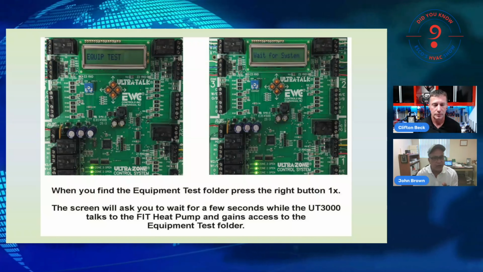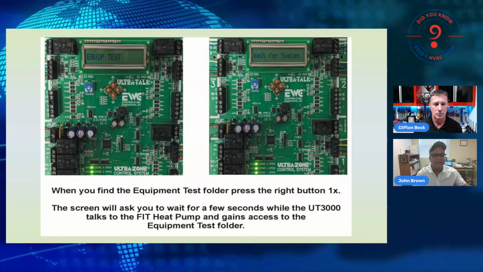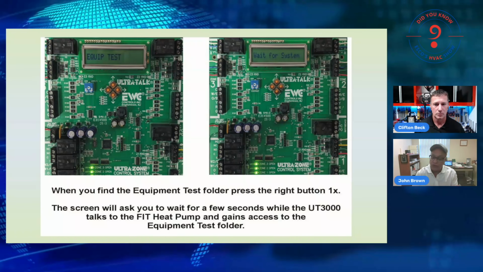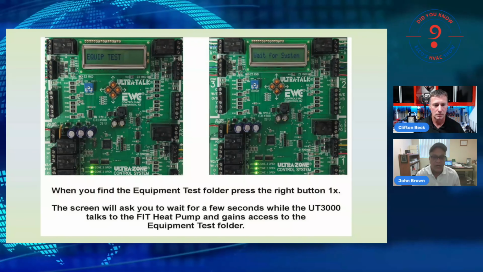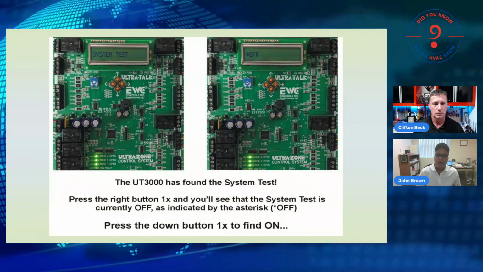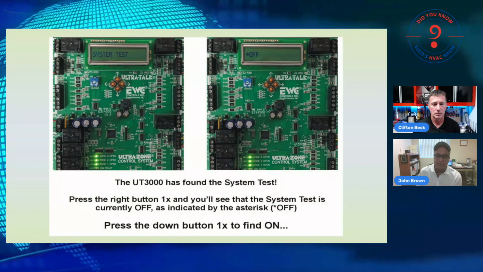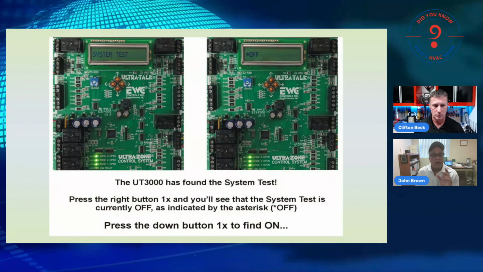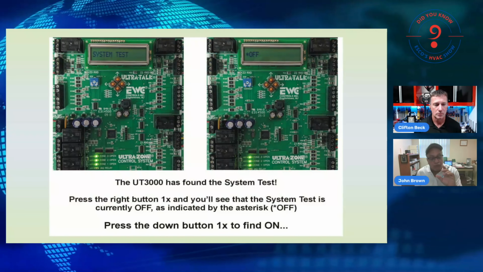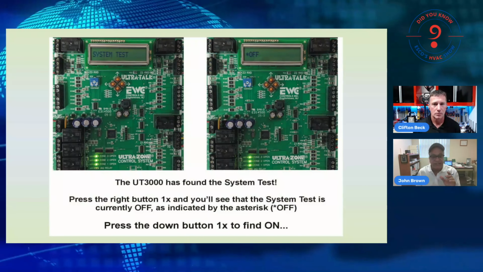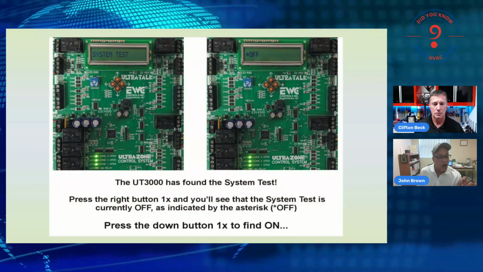So once I see equipment test, what do I do? Hit the right button to access it. And the UT-3000 will ask you to wait for a few more seconds while it gains access to that folder. And lo and behold, there it is, the system test. Now, if I hit right to access this test, the very first thing it'll show me is that the test is off.